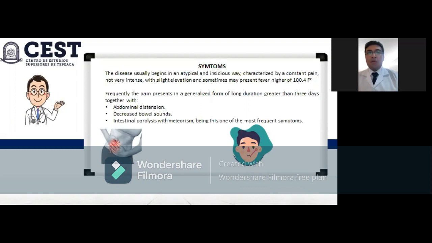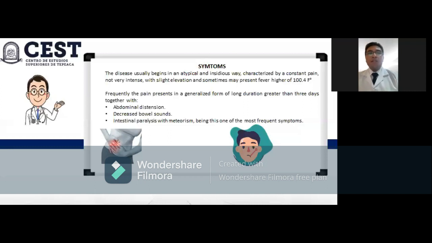I will tell you about the symptoms that appear in appendicitis. The disease usually begins in a typical and insidious way, characterized by a constant pain, not very intense, with slight elevation and sometimes fever higher than 100.4 degrees Fahrenheit.